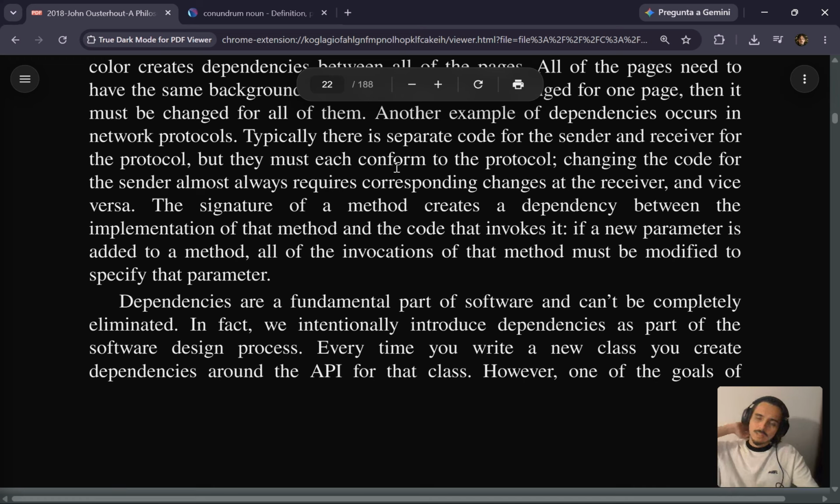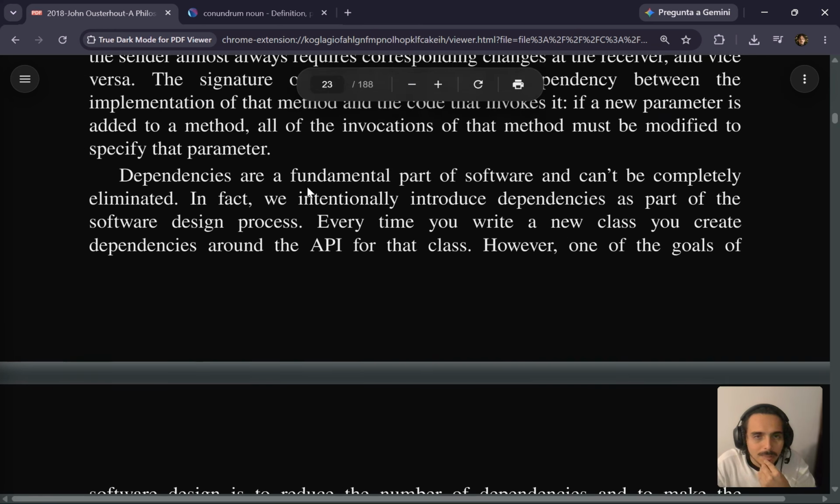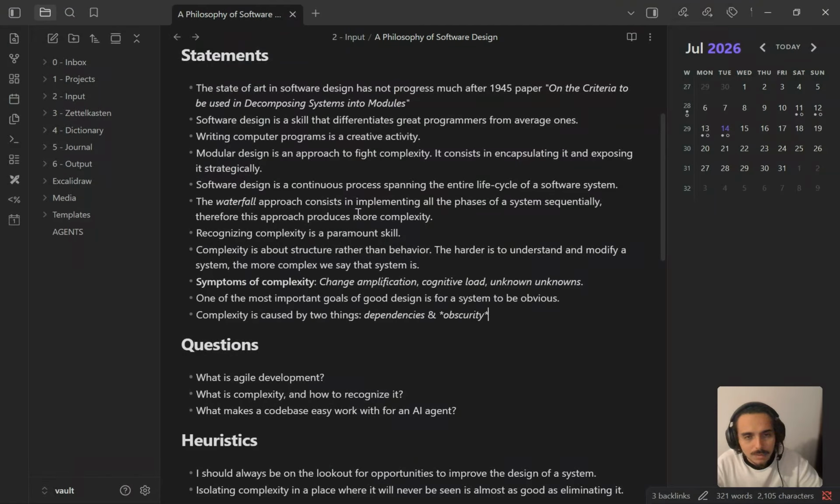So okay, it's a dependency, but how does this work with systems? Let's see how the book answers this. Dependencies are a fundamental part of software and cannot be completely eliminated. In fact, we intentionally introduce dependencies as part of the software design process. So this is another unavoidable thing: dependencies. Like complexity, dependencies are unavoidable, but this is interesting because complexity is caused by two things, and one of these is unavoidable.